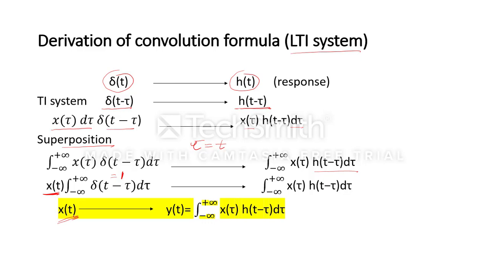Obviously the input signal is x(t), so the output, whatever this value is, is your response. That's why we can write y(t), that is the response, equal to the integral from minus infinity to infinity of x(tau) h(t minus tau) d tau, which is nothing but the formula for our convolution.